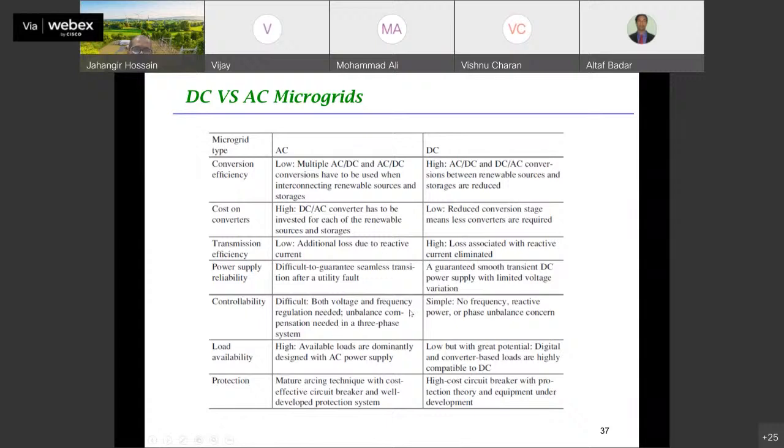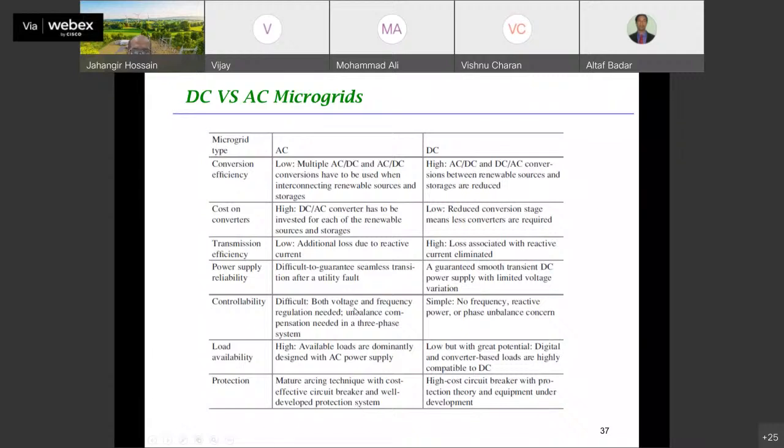Controllability in DC is easy because there is no frequency, no reactive power, and no phase unbalance issue. AC is comparatively difficult to control because it has voltage control, frequency control, and unbalance issues. Load availability: most of the loads we have are AC. The number of DC loads is still comparatively low compared with AC.